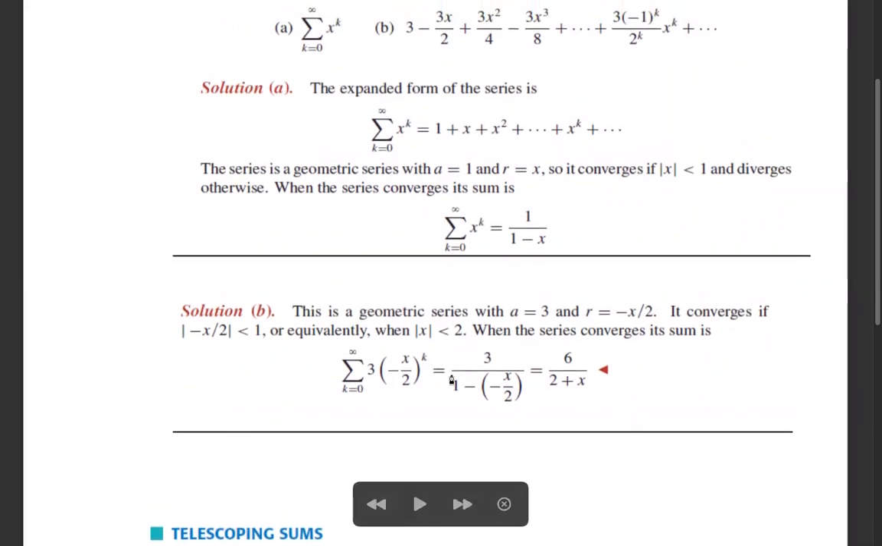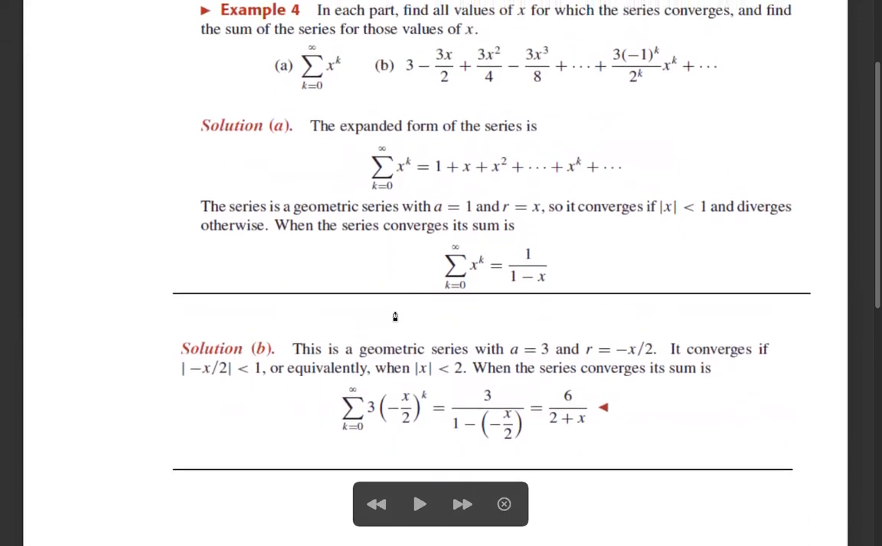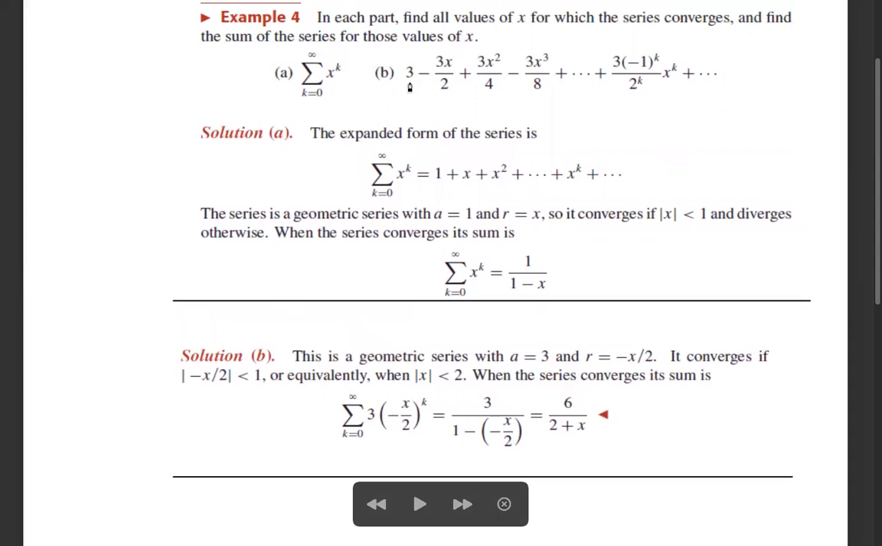Similarly, the second one is a geometric series with A equal to 3 and common ratio equal to minus x by 2, that is 3x square by 4 divided by 3x by 2, so minus x by 2. So this converges if modulus of minus x by 2 is less than 1, equivalently modulus of x is less than 2. If modulus of x is less than 2, the series is convergent and converges to A by 1 minus R. A is equal to 3, so 3 by 1 minus minus x by 2, which is equal to 6 by 2 plus x. So the sum of this series is 6 by 2 plus x.